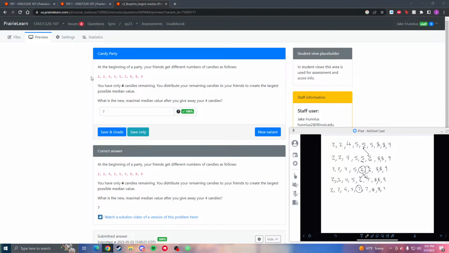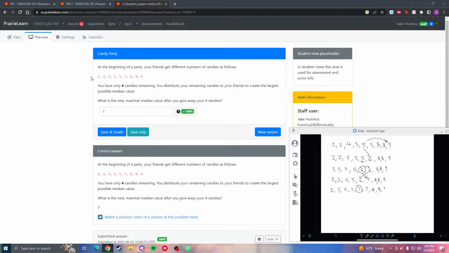So we're not adding 4 candies to the original median, because if we added 4 candies to the original median right here of 5, that number becomes 9 and it moves all the way over here, but the median still stays 5. So our goal is to create the highest possible middle number.